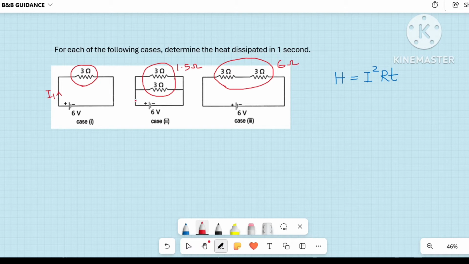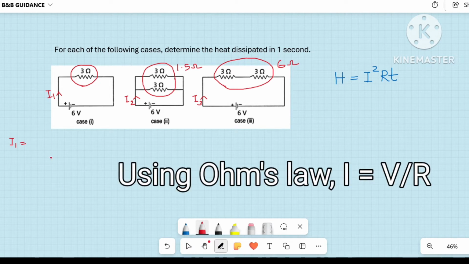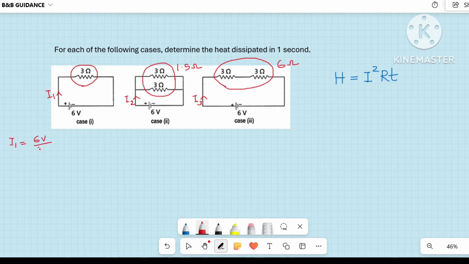Well, one more thing we can take, the current flowing through the first circuit will be I1, and the current flowing through the second circuit, I mean the current drawn from the cell, that is I2, and the current drawn from the cell in the third case is I3. I will find this I1 first. I1 is equal to V by R. So what is V? V is 6 volt and R is 3 ohm. So current drawn from the cell in the first case is 2 ampere.